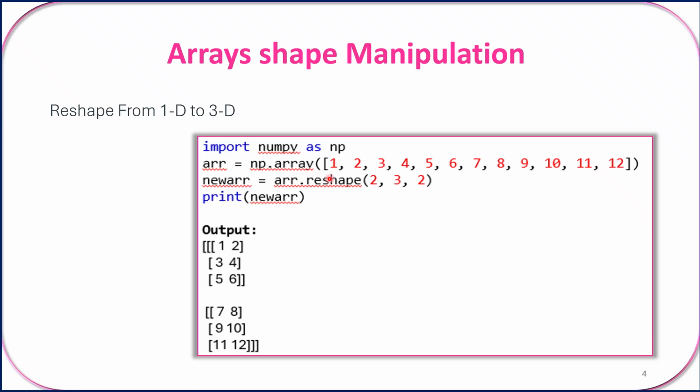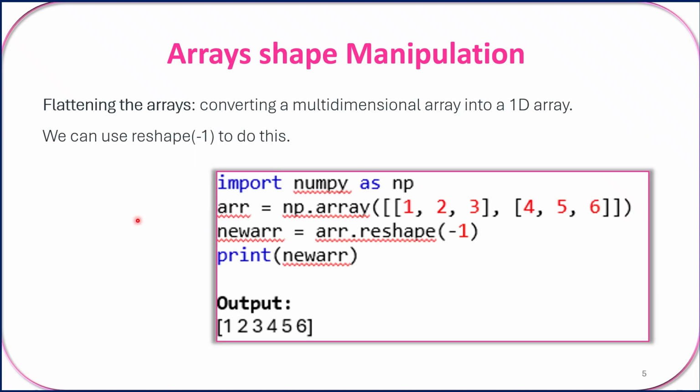Now let us check how a one-dimensional array is reshaped to a three-dimensional array. Again we use dot reshape. Here this is our one-dimensional array that is created. We reshape it this way: two stacks, 3 rows and 2 columns. So it is these 2 stacks, each with 1, 2 and 3 rows and 2 columns. This is how the data is split. So this is how we shape manipulate or reshape.